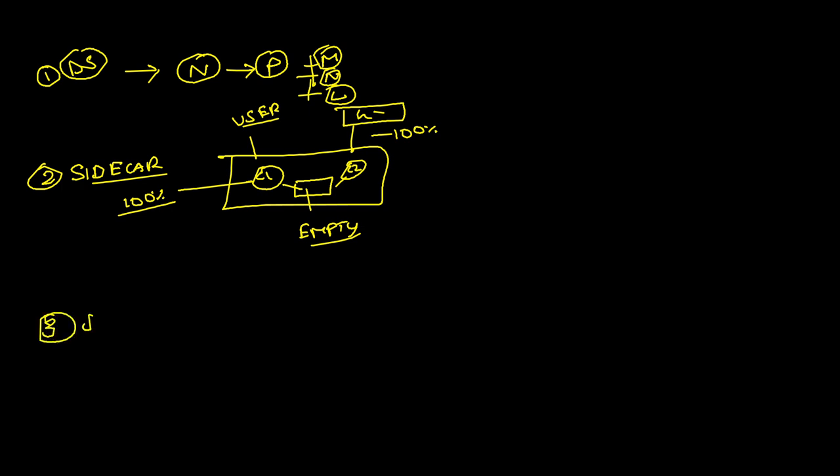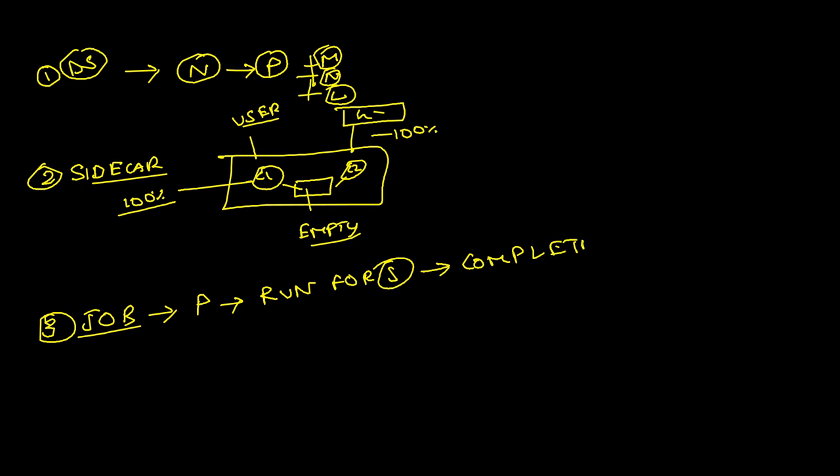The third one which we have discussed is job. So what is the main purpose of job? Job is a kind of pod which is going to run for a specific task, and once this task is completed, the status of the pod is going to be completed. Then we discussed a subpart of job which is called CronJob. A job is a one-time activity, whereas using CronJob, we are able to run at a scheduled time.